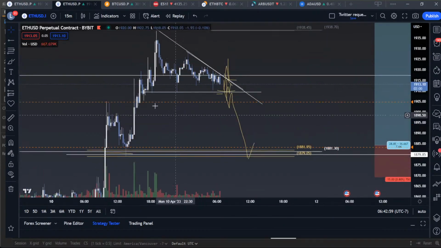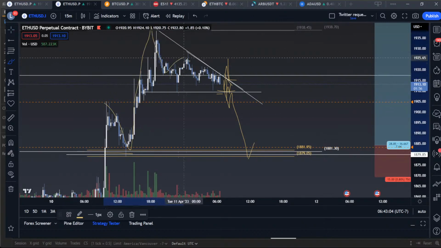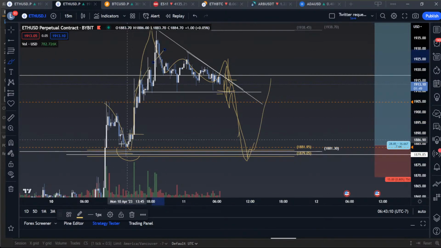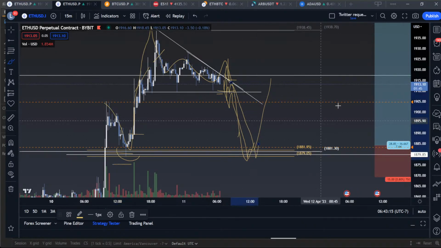But first setup, right? You have this impulse, and you come back down, and you retrace to the impulse low, sweep it, and then rally again. Because people who have piled in long here put their stops there. So it's a liquidity idea.